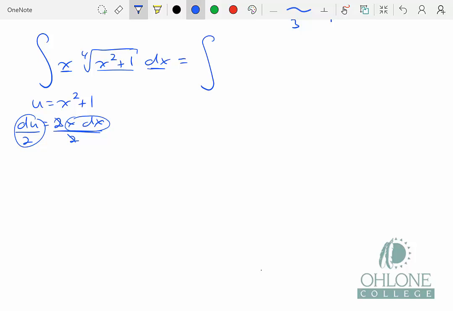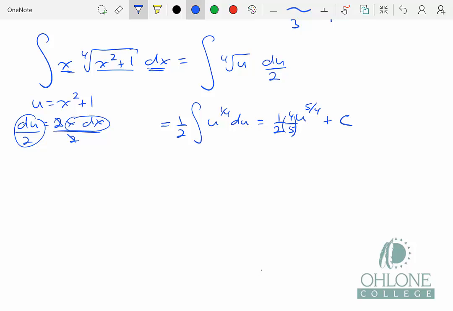This would be the integral of the 4th root of u, and then x dx is equal to du divided by 2. I could rewrite that integral as 1/2 the integral of u to the 1/4 du, which would be equal to 1/2 times u to the 5/4, 1/4 plus 1, divided by 5/4, which is multiplied by 4 over 5, plus c.